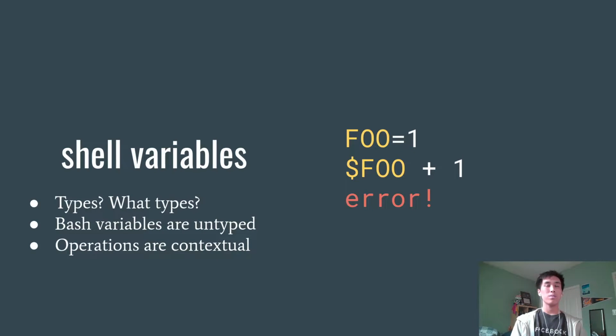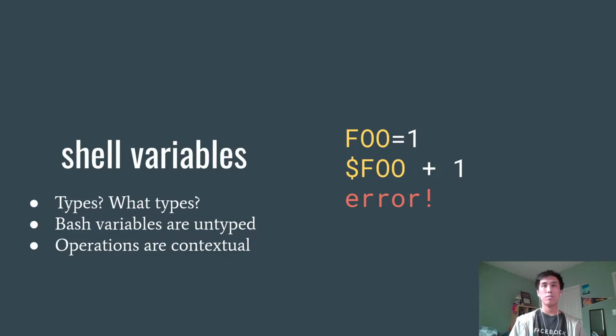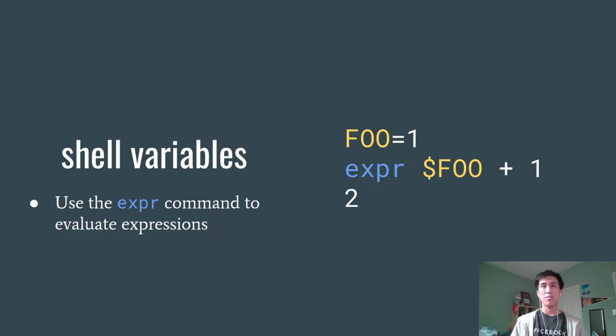This actually errors, and the reason is because operations are contextual. So if you actually want to do math like this, you'll have to use the expr command to evaluate expressions. So in this case, this instead of that is a valid command. Just remember to use that.